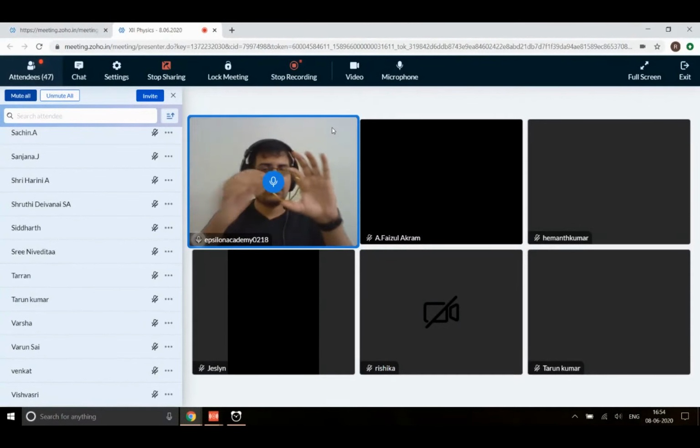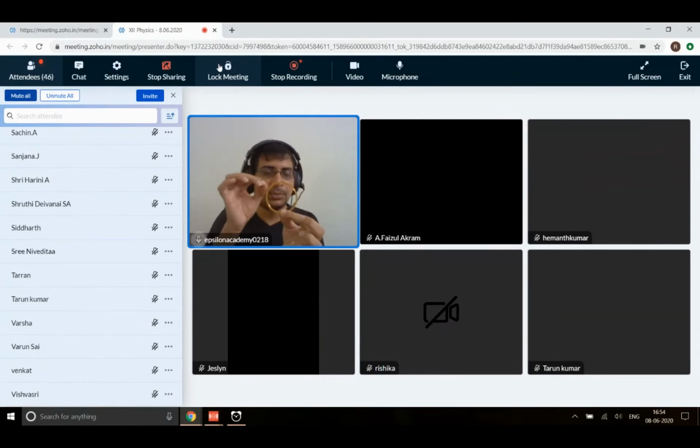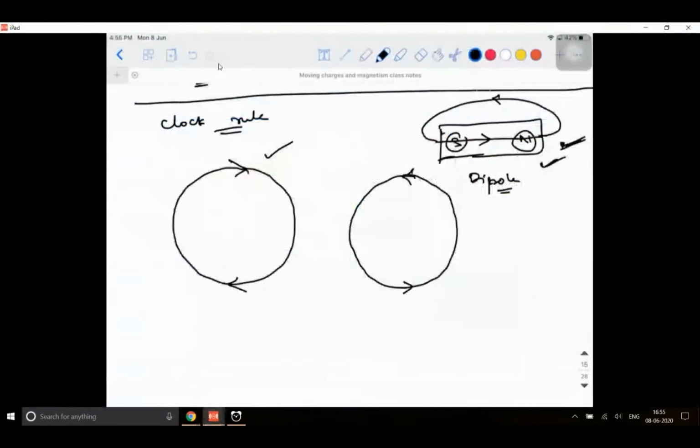So the same loop, if current is flowing in the clockwise direction when you see it from that side, when I am seeing the same current, it is going to flow in the anti-clockwise direction. Within the same loop, depending on the perspective of the person who is seeing it, there are two directions in which the current is flowing. If it is clockwise with respect to you, with respect to me it will be anti-clockwise. Keeping this factor in mind, look at the way I'm going to draw the diagram.